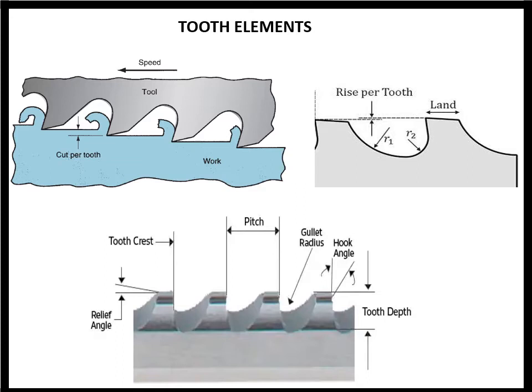Now the picture at the bottom shows again the tooth element parameters starting from the relief angle, the pitch, the gullet space, the hook angle or the rake angle, and the total depth of the tooth.